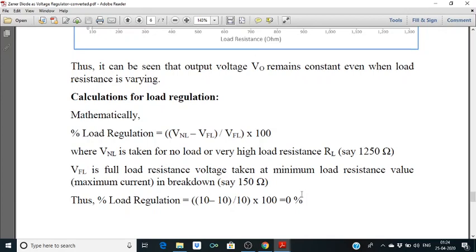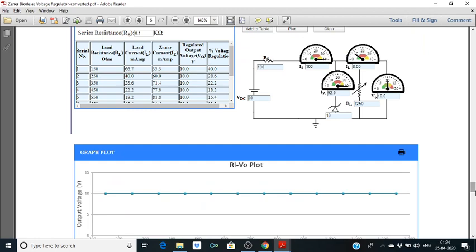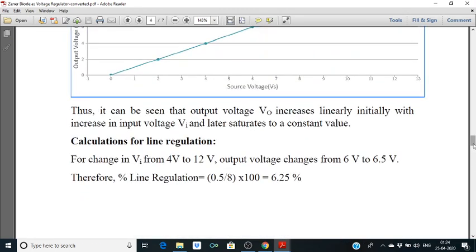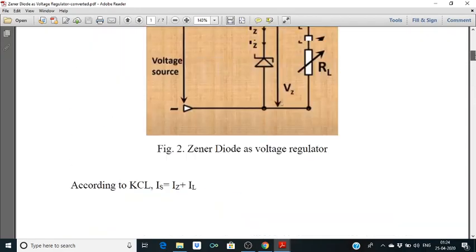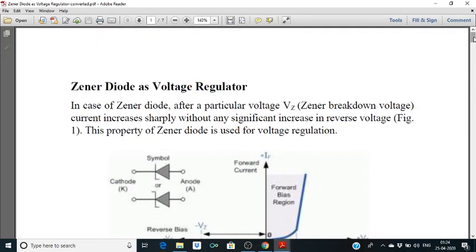So in this way we have seen that the Zener diode works as a voltage regulator. We have seen its VI characteristic. So thank you.